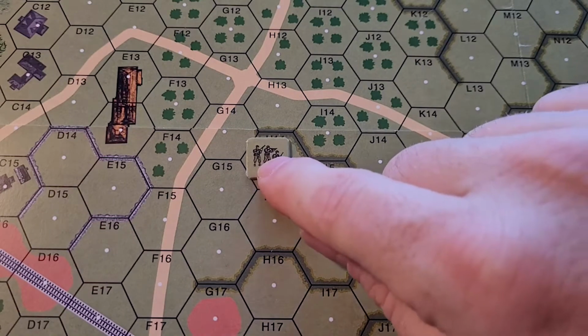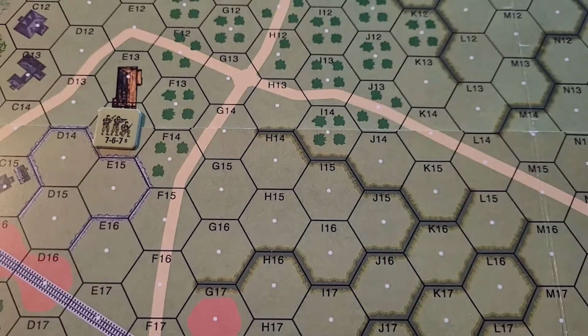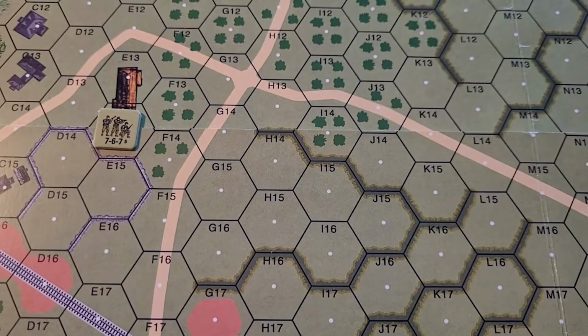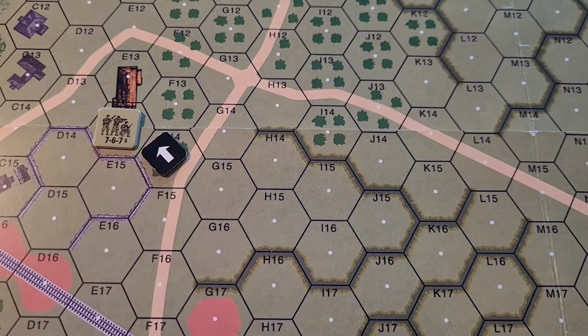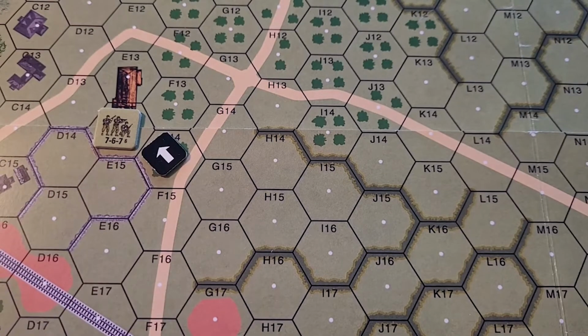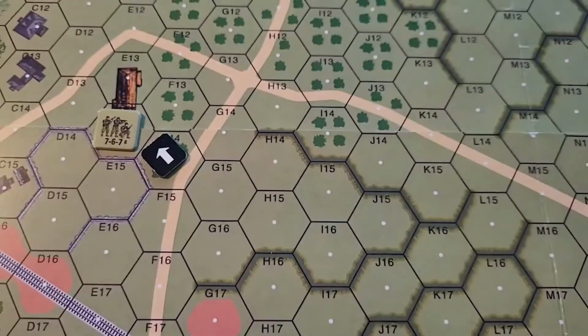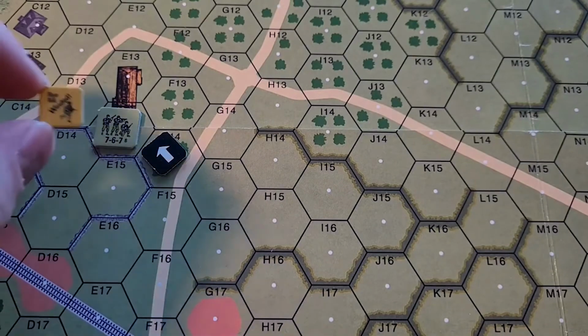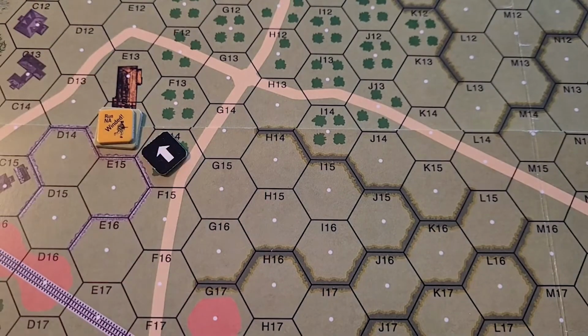So 1, 2, 3, 4, 5, 6, 7. Running gets you into the building. There are a few things you need to do. Yes, you do need to push your arrow behind, but you will also need to take a winded marker, and the winded marker looks like this. It needs to be placed on top because there are some modifiers that happen during the winded.